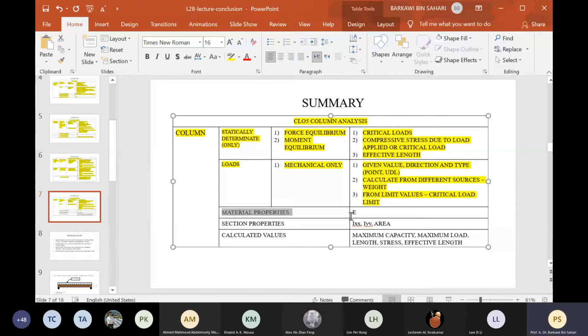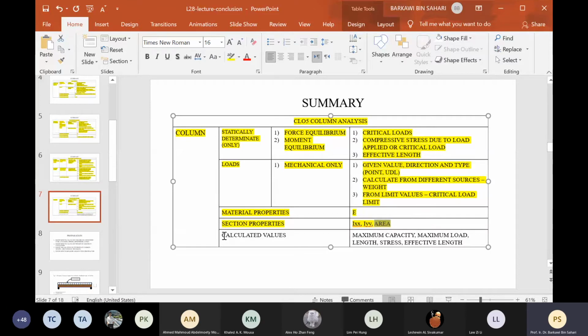Material properties basically mostly involve the E value. The rest is actually the size, which is not a property. Length is not a material property. Cross-sectional dimension is not a material property. So P critical depends on the material property E. Section properties that you have to know and be able to work with are IXX and IYY, because you have to check which is the lower value in order to determine P critical. The other one is area. In some cases, we have to calculate the compressive stress, which is force over area.